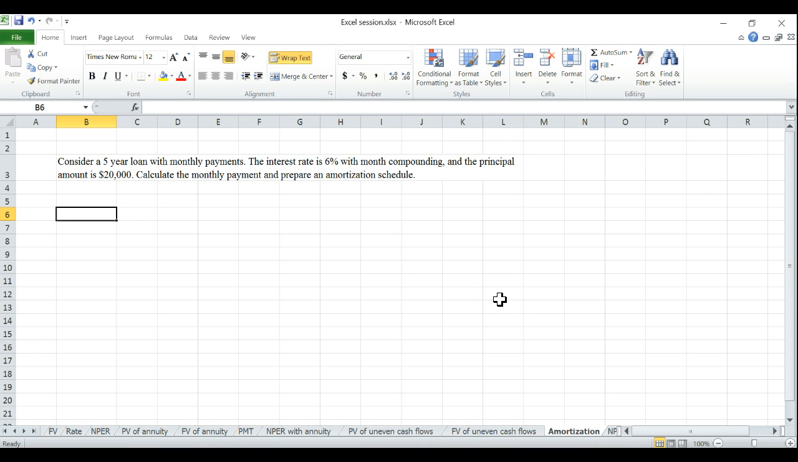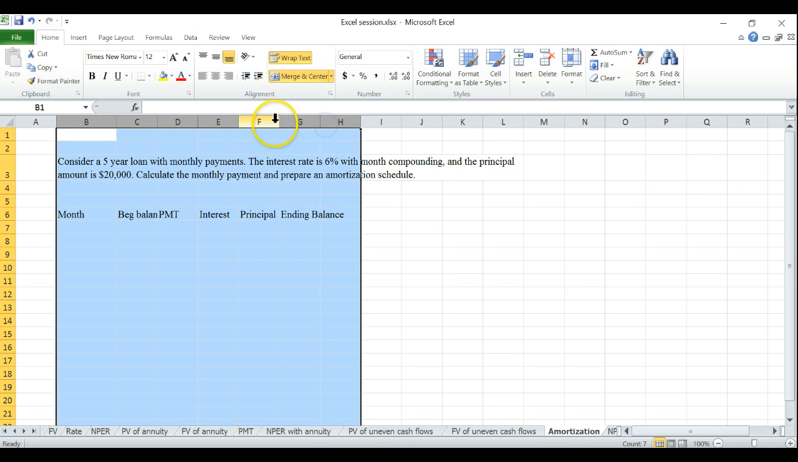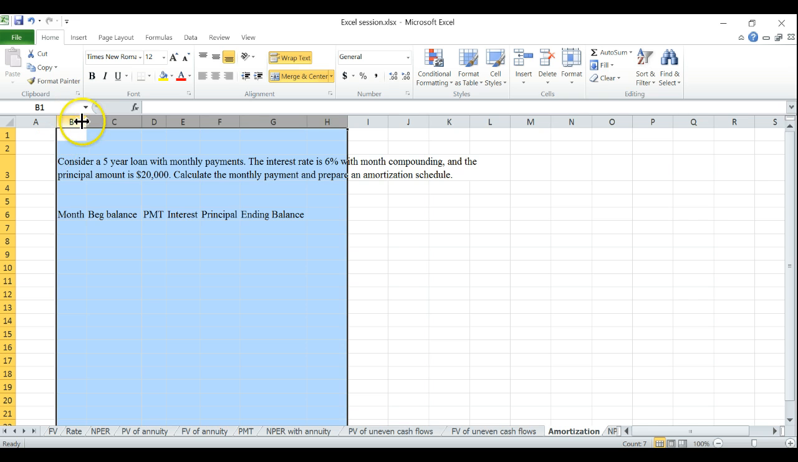So the table, let's say it looks like this: month number. What is the beginning balance during that month? How much did we pay? And out of that, how much was interest? And how much was the principal part? And then what is the ending balance? So this is the format roughly that we had used.